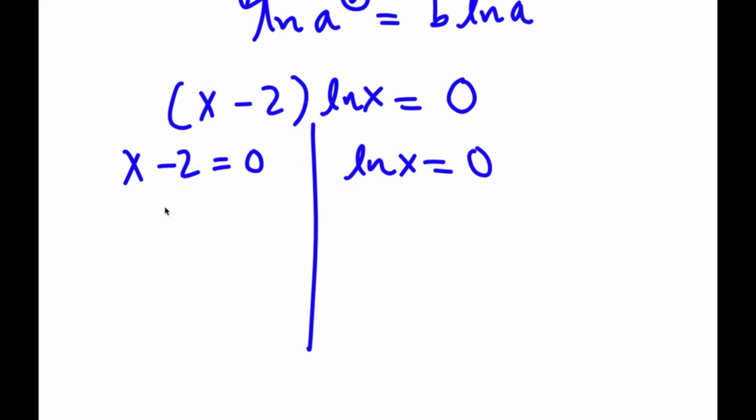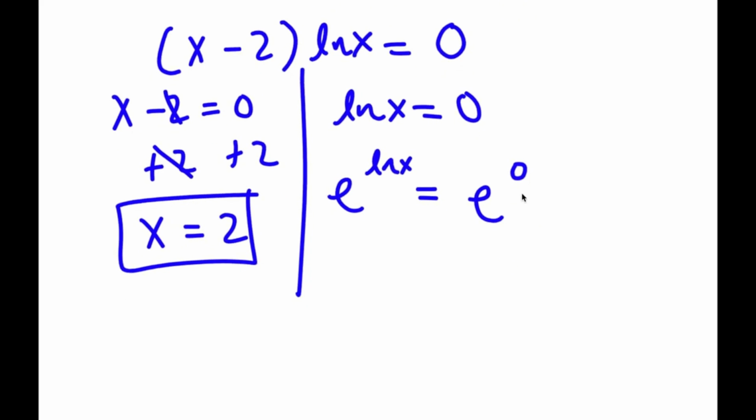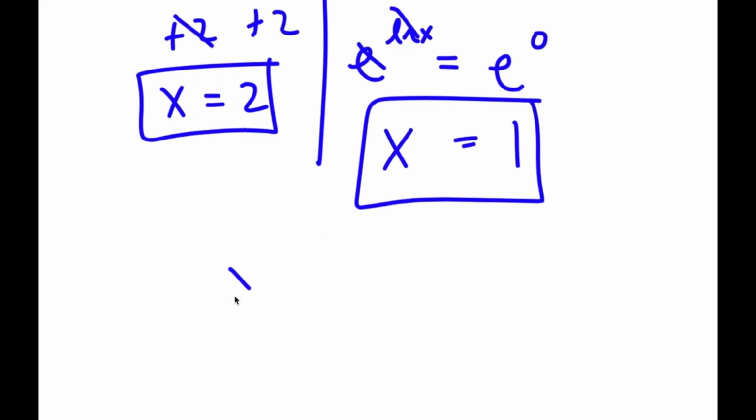So x minus 2 equals 0. This is pretty simple. All I have to do is add 2 on both sides, and I get x is equal to 2. So this is already one solution of x. Now for ln x equals 0, I'm going to take e to the power of both sides, and e to the power of 0, that's 1. E to the power of ln x, e and ln cancel out, so I'm left with x, so I get x is equal to 1. So my two solutions are x is equal to 2 and x is equal to 1.